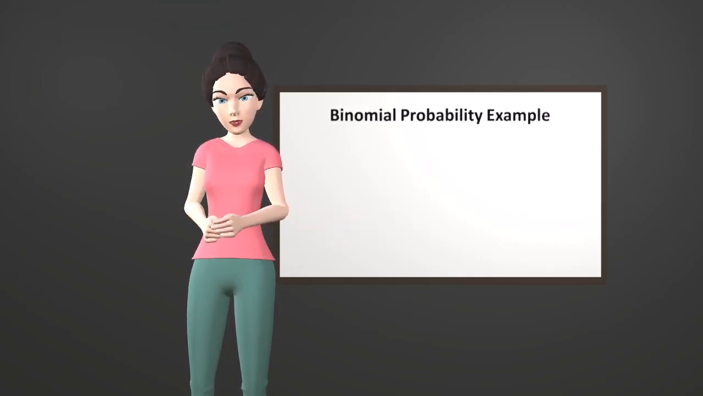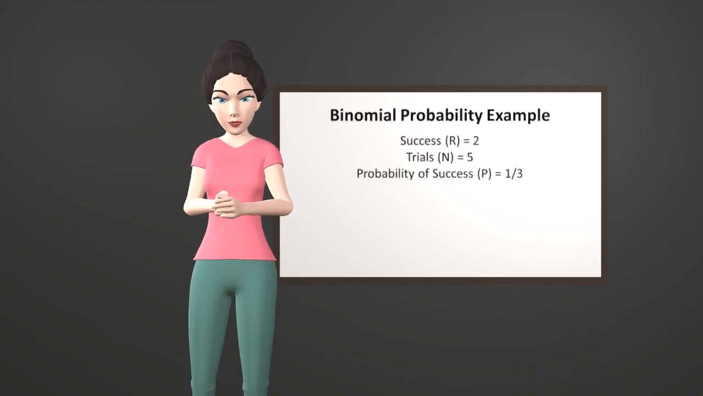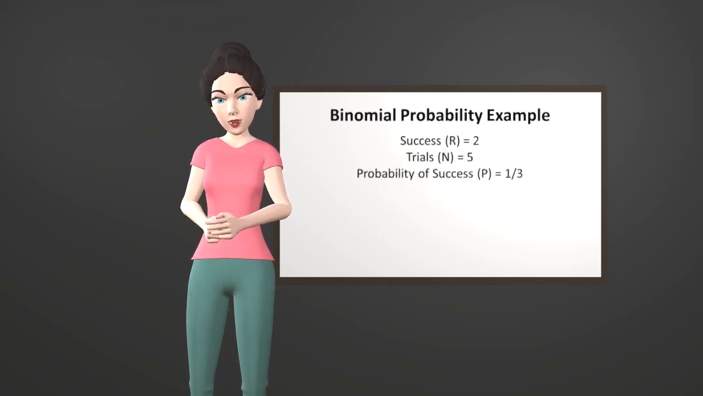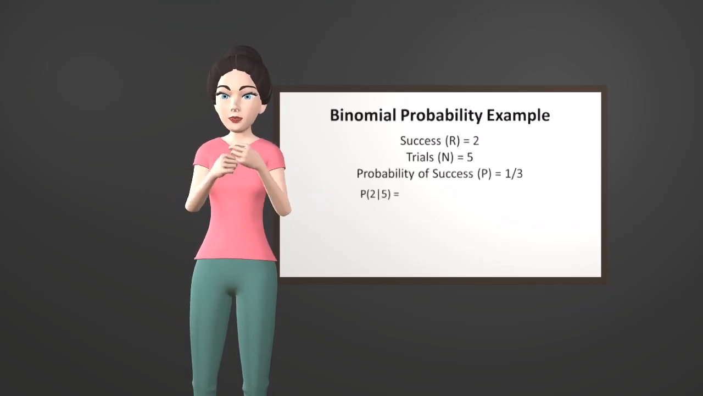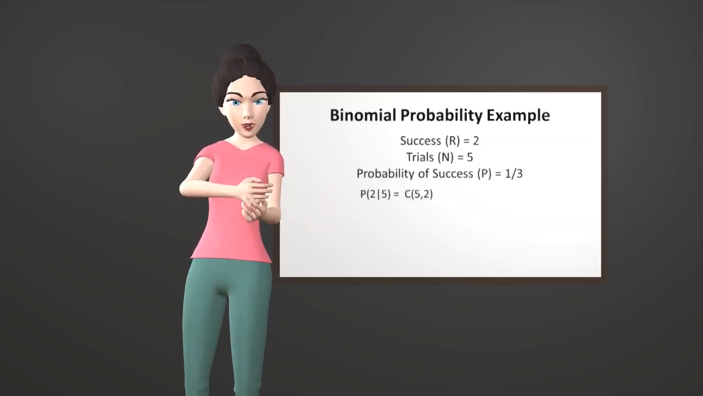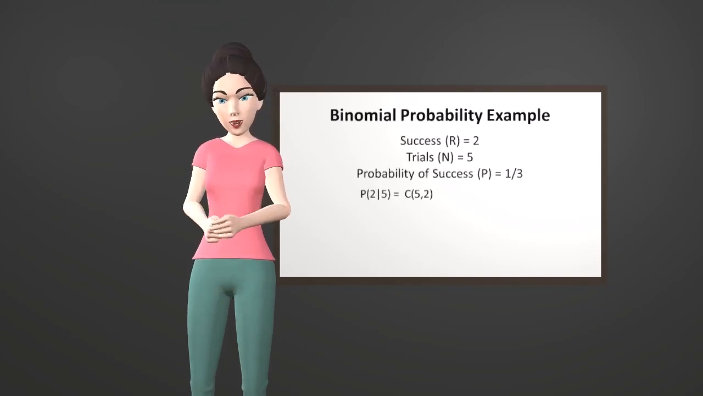Let's do an example to see how well our formula for binomial probability works. Suppose I want to find the probability of rolling a die 5 times and having 5 or 6 come up exactly 2 times. In this case, we want to know the binomial probability of 2 successes in 5 trials when the probability of success is 1/3. The binomial probability equals the number of combinations that have 2 successes in 5 trials times the joint probability of this sequence.